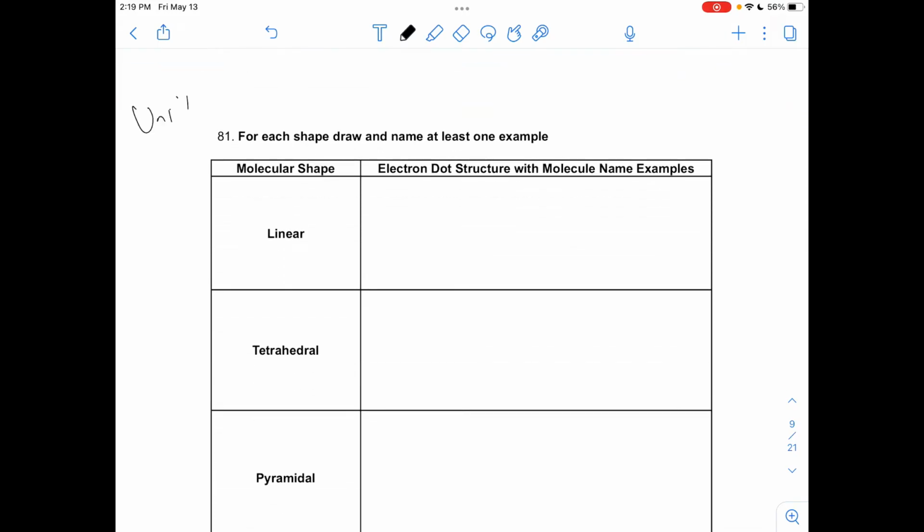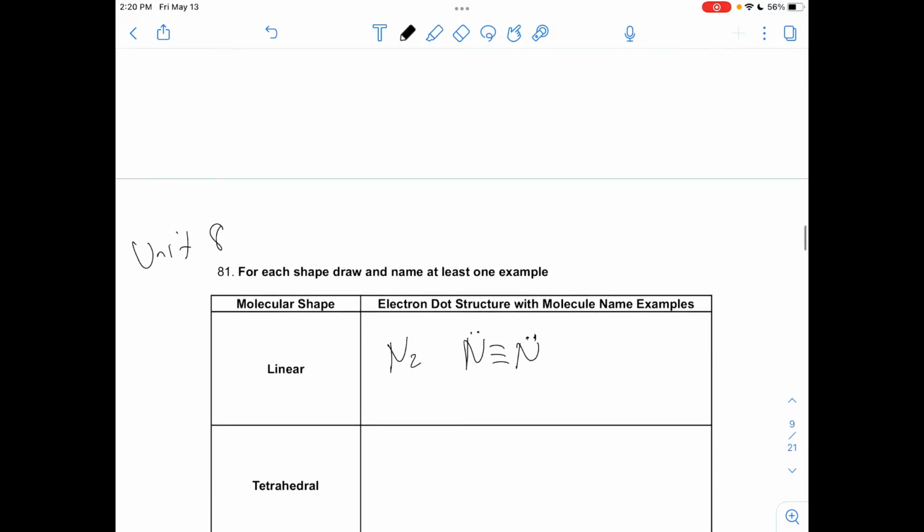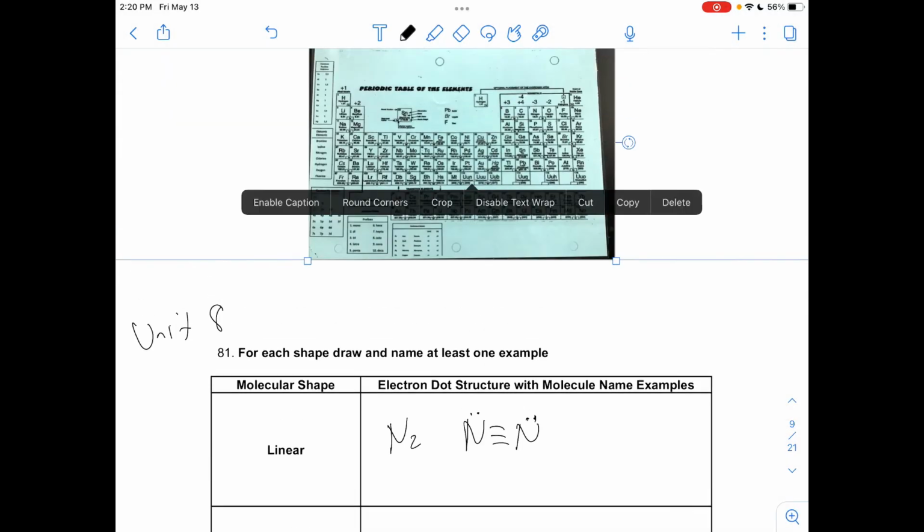Okay, moving on to Unit 8, bonding and Lewis dot structures. We're gonna draw some of these shapes and name at least one example. So linear is, and you're gonna have the VSEPR chart on your test, so you don't have to memorize all of these. But a really good example of a linear molecule would be N2. Okay, remember, how do you draw these guys? Well, so if I have nitrogen, let me add another periodic table.